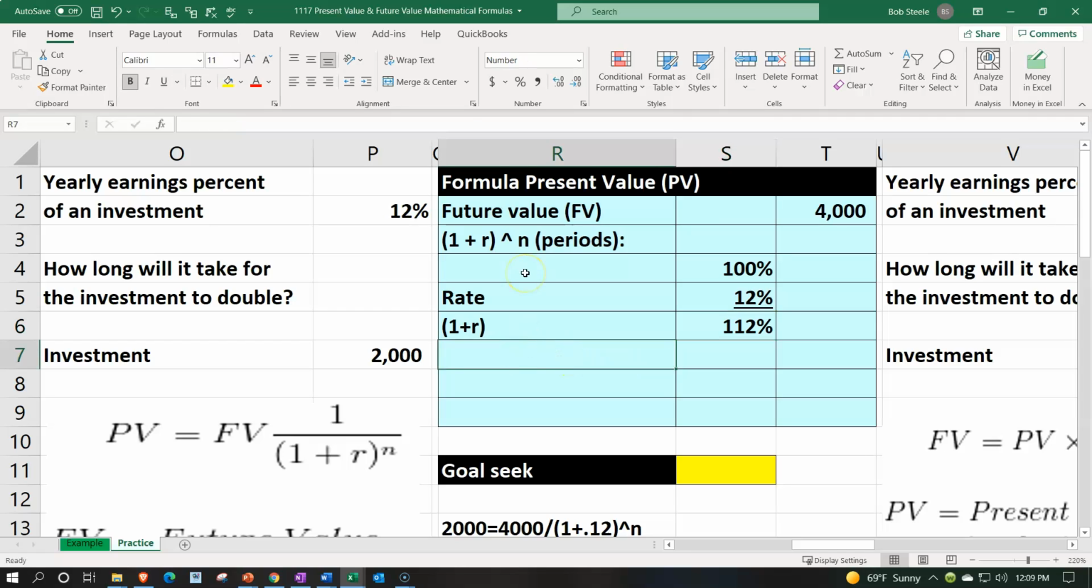So I'm going to do n, which is periods. And the number of periods is our unknown. We don't know what that is. I'm going to put that down here, just picking a number. So I'm going to say just 5 down here.